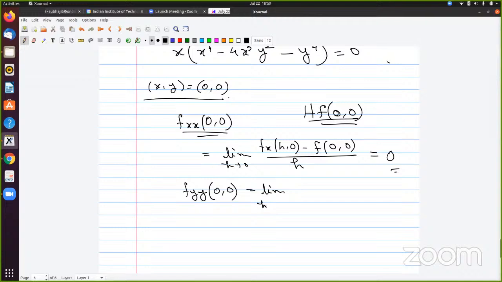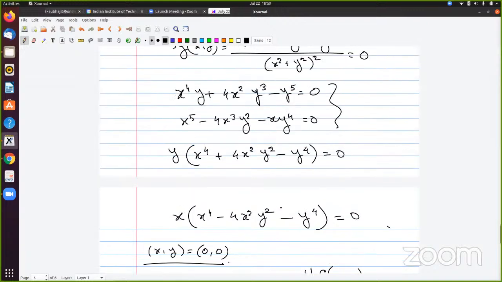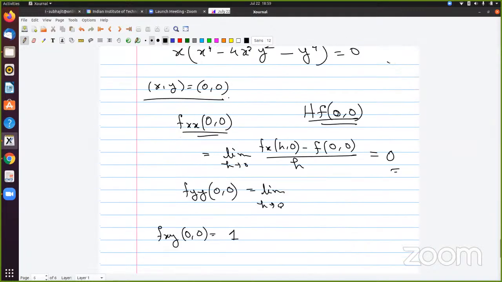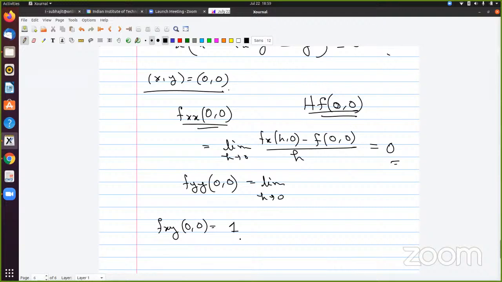So if we got a 0 matrix... No, fxy(0, 0) is not 0. It is 1, I think, or minus 1. So the determinant will not be 0. Determinant will be something else.